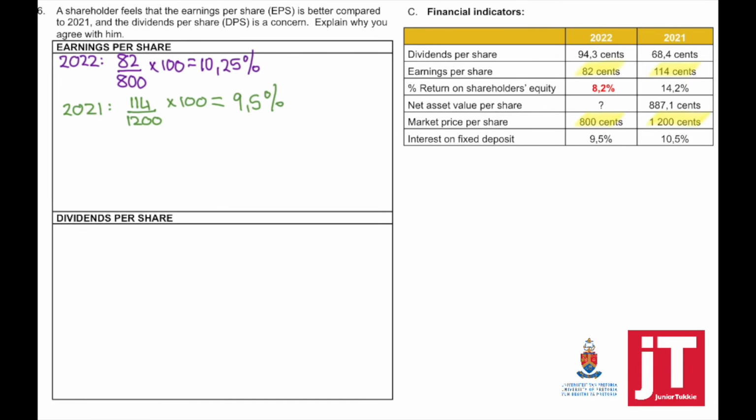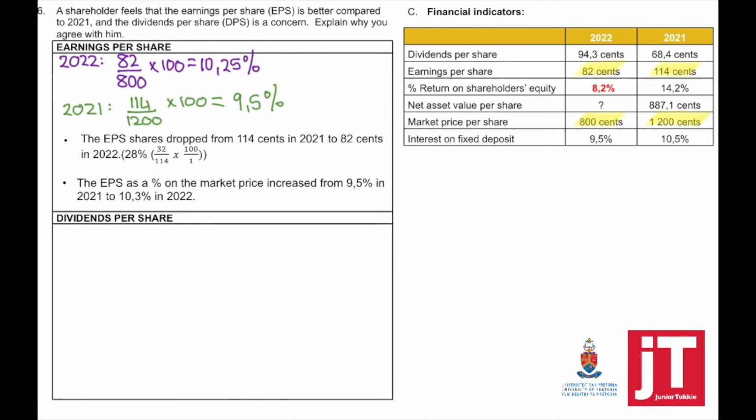10.25%. So to comment now on this, make sure that you show your calculations and use the figures in your answers. By saying in short bullet form, the earnings per share dropped from 114 cents to 82 cents. But if we look at the earnings per share as a percentage on the market price, it increased from 9.5% to 10.3%. With dividends per share, we're going to now look at exactly the same.